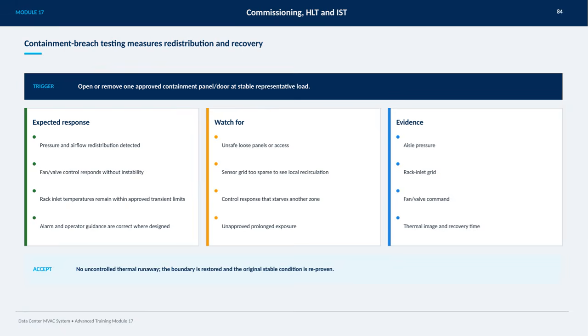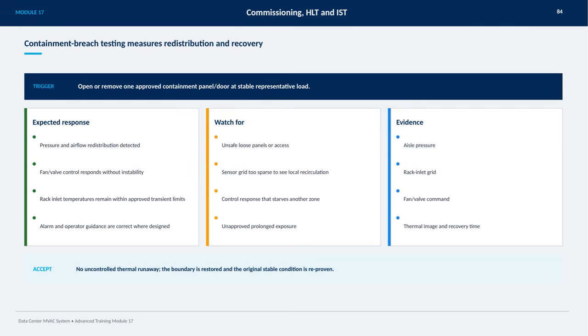During testing, we need to watch out for potential issues such as unsafe loose panels or unauthorized access. We should also be aware that sensor grids might be too sparse to detect local recirculation accurately. Another concern is that control responses might unintentionally starve airflow in another zone, and we must avoid any unapproved prolonged exposure. The evidence for a successful test includes monitoring aisle pressure, the rack inlet temperature grid, fan and valve commands, thermal imaging, and the recovery time.